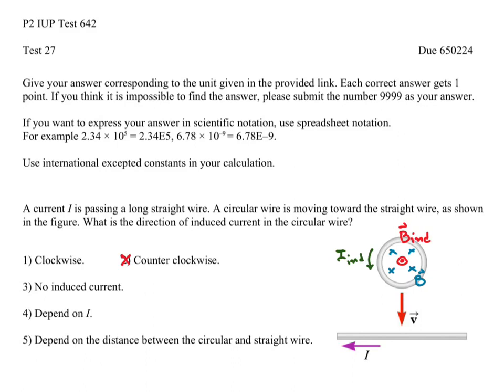To answer this, we have to understand how we can get the induced current in the circular wire. First, when you pass the current into this long straight wire, it will produce a magnetic field. And we can calculate it easily using Ampere's law. You can use both the Biot-Savart or Ampere's law, but it's simpler to use Ampere's law.